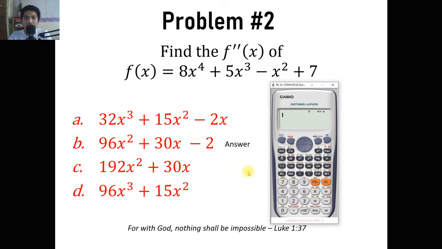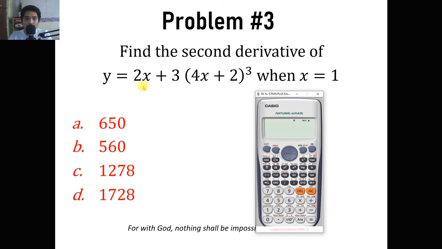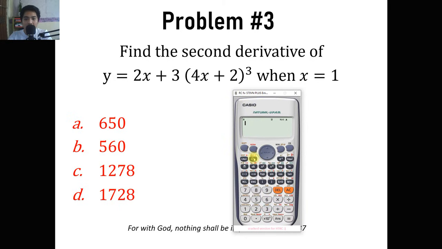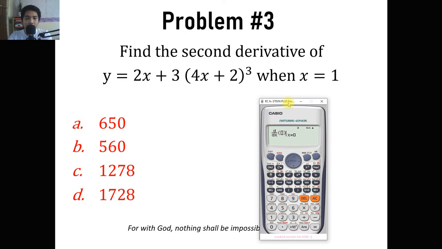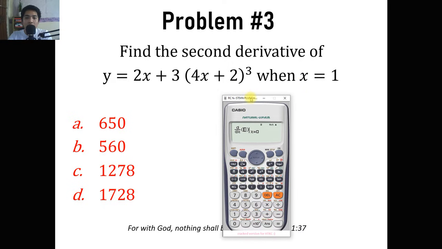Okay, let's go now to problem number 3. Find the second derivative of y equals 2x plus 3 quantity 4x plus 2 cubed when x equals 1. The uniqueness of this problem is that it's a constant value when we get the second derivative, because we have a value of x equals 1. So we're going to evaluate the second derivative of this function when x is substituted equals 1. Same process that we are going to do.